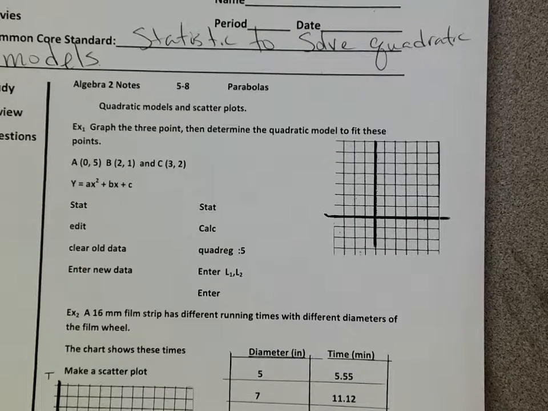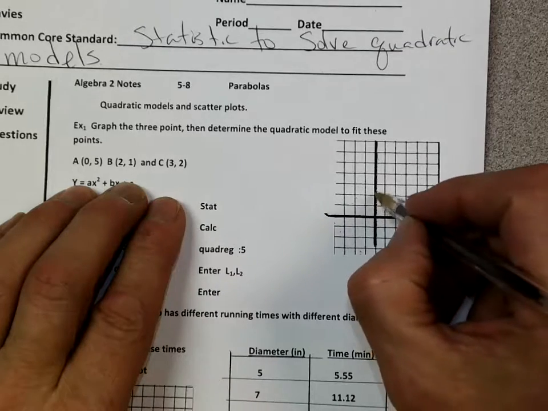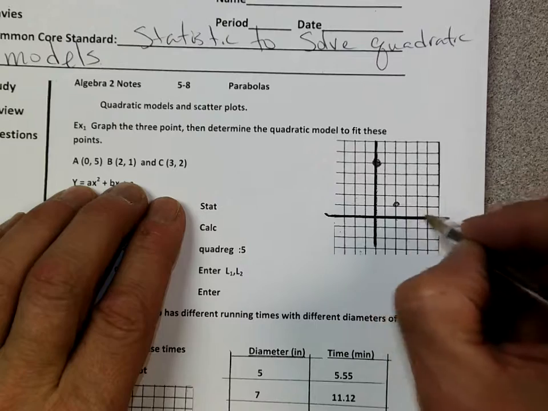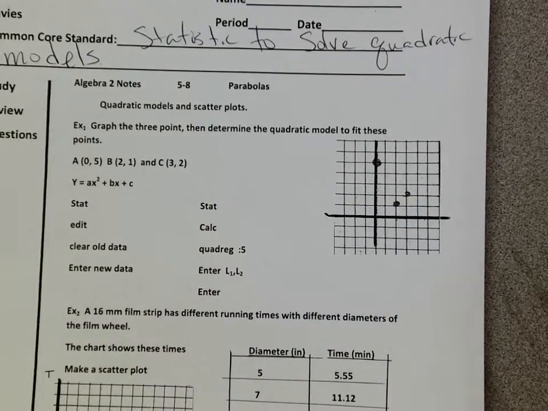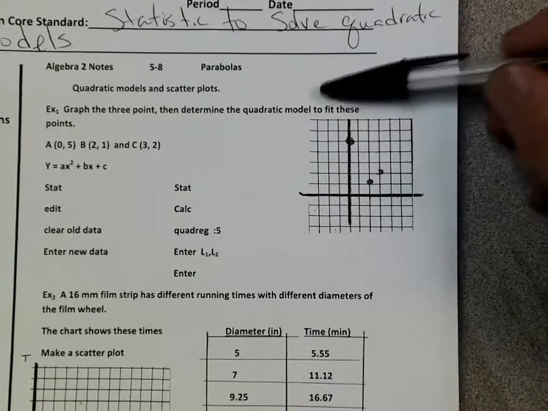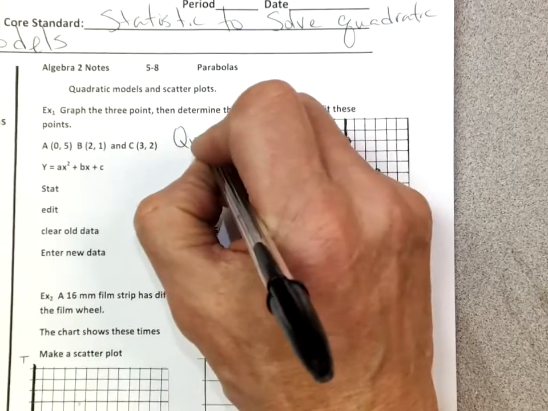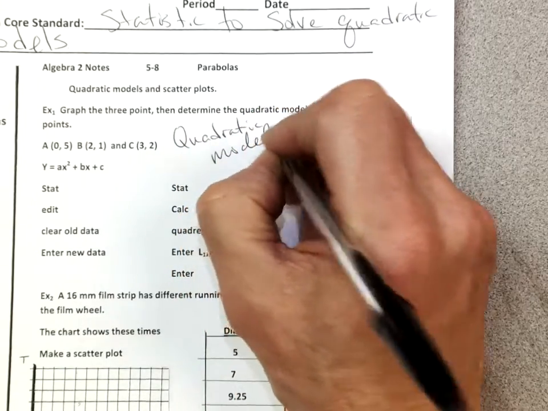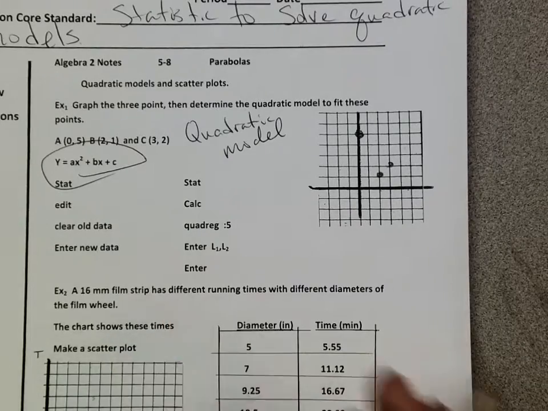So first of all, we take a look at these 3 points. We've got (0, 5), (2, 1), and (3, 2), okay? That does not look like a straight line at all. We could try and draw a straight line in here, but what we're going to do is try and make this into a quadratic model. To be a quadratic model, it's going to be some x squared equation, okay? So it's going to be some parabola.